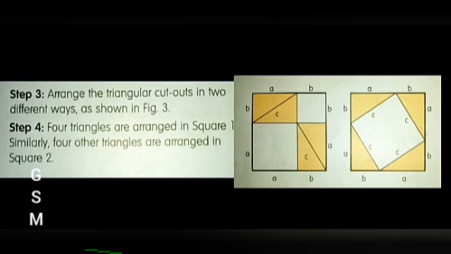Step 3. Arrange the triangular cutouts in 2 different ways as shown in the figure. Step 4. 4 triangles are arranged in square 1. Similarly, 4 other triangles are arranged in square 2.